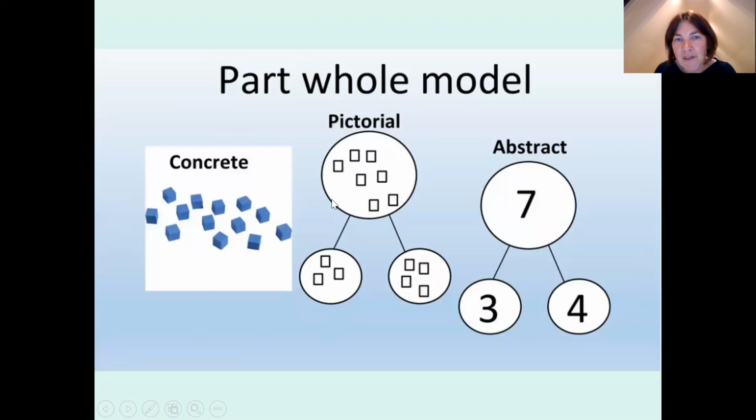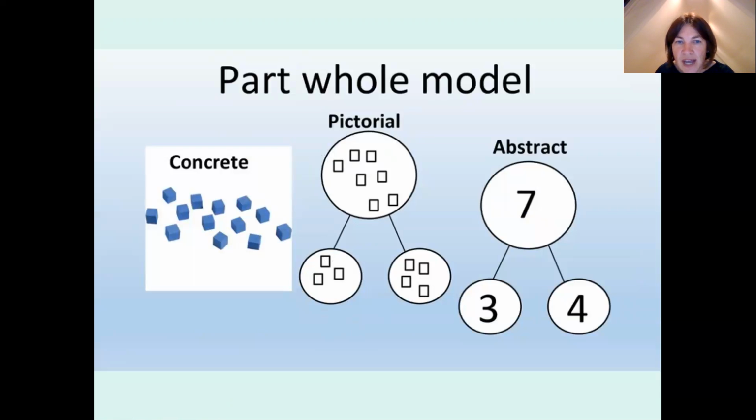So if the whole is 7, what could the 2 parts be? Well, they could be 3 and 4. I could put 1 in there and 6 in that one. I could put none in this one and all 7 in that one.